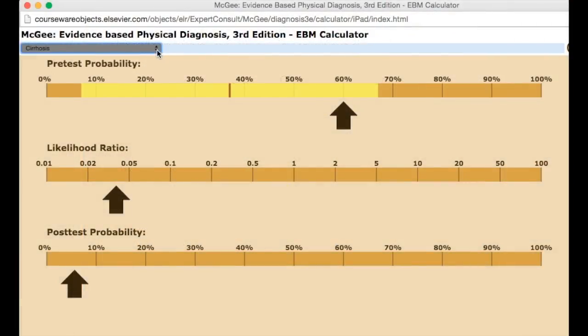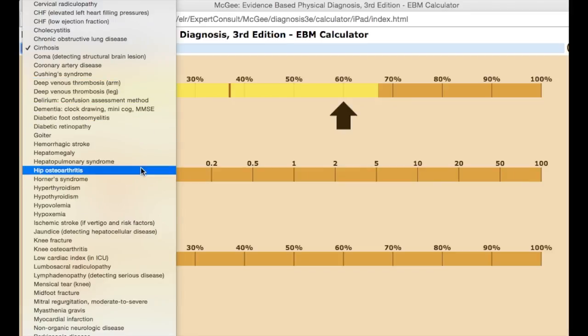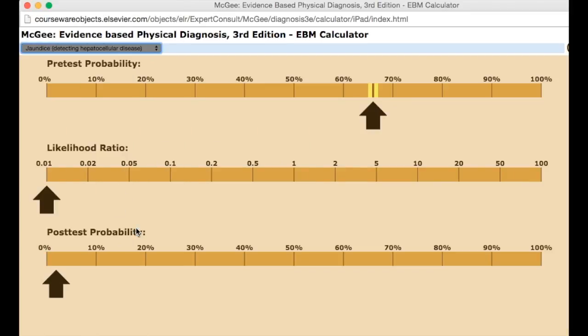So we choose jaundice from the drop-down menu, and we note right away that the pretest probability is very narrow and very high, owing to the relative paucity of data on the subject, and also to the fact that most jaundice is due to a hepatocellular etiology, so the pretest probability is high.